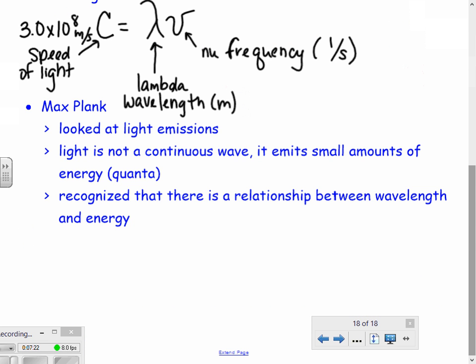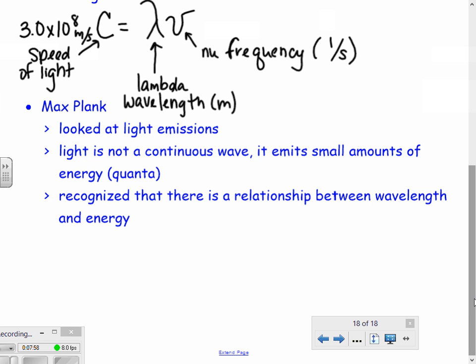So we travel on a little bit further, and we have this gentleman by the name of Max Planck. And he looked at the light emissions. So he looked at Bohr's work and tried to have Bohr's work fit with other elements other than hydrogen. What he discovered is light is not a continuous wave. What happens is that it actually emits a small amount of energy, or quanta. They're little packets of energy. So he recognized that there's some relationship between our wavelength and our energy, and he was able to calculate it.